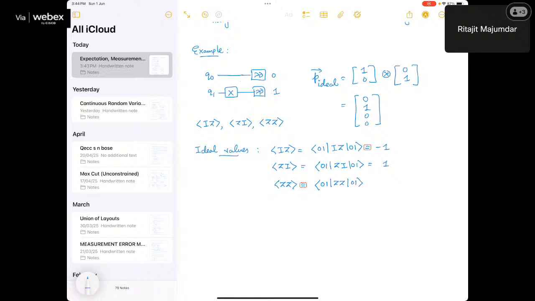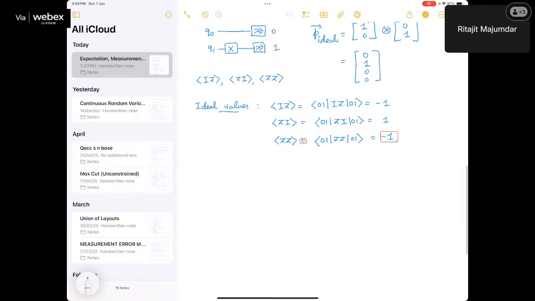again, Z on first qubit does nothing. Z on second qubit gives a -1. So this is again -1. Let's say that my probability of 0 given 1 is 0.2. Probability of 1 given 0 is 0.1. Just note these values are almost 10 times higher than what is seen.